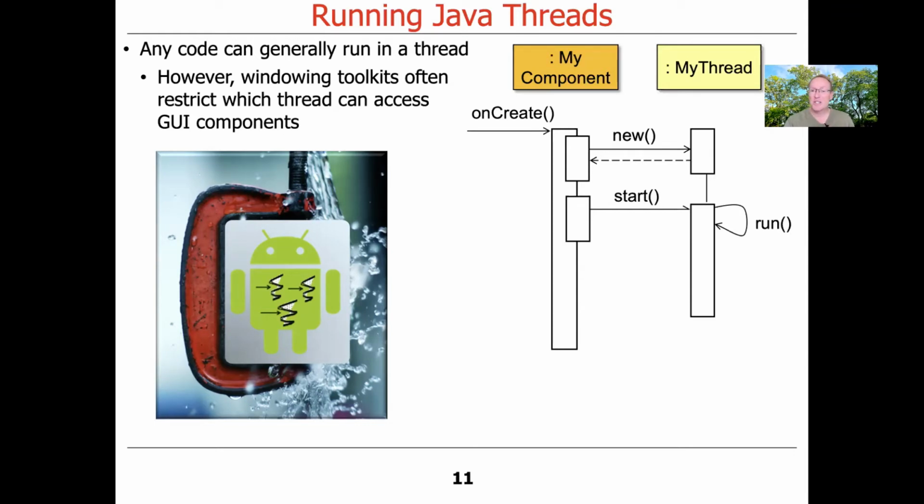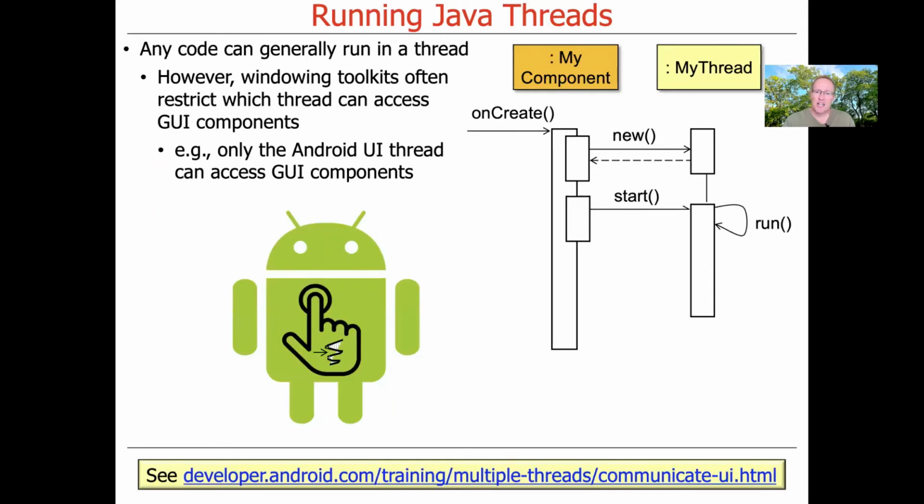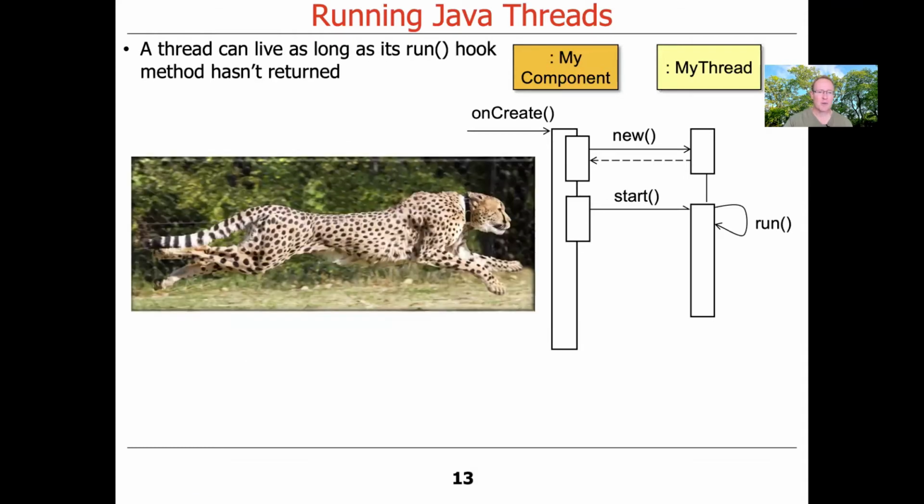In fact, the GCD examples we looked at do that quite nicely. In particular, in Android, the user interface thread and only the user interface thread can access the GUI components. And if you try to call GUI methods from the non-user interface thread, then you'll get exceptions, and chaos and insanity ensue. You can take a look at this link if you want to learn more about how threads are structured in Android.